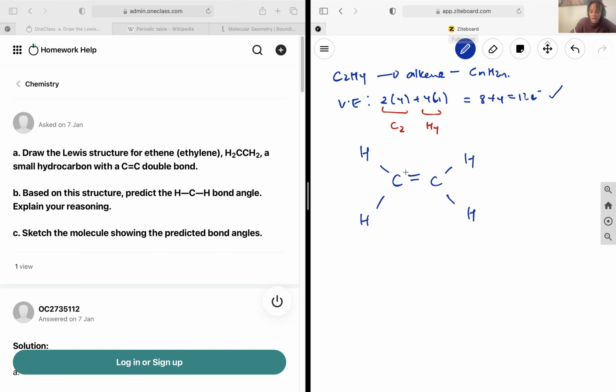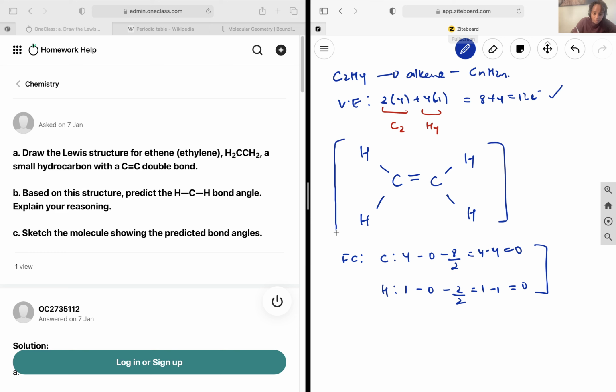And carbon is happy, it has its 4 bonds. Hydrogen is happy, it has its 1 bond. Let's double check on our formal charges. On the carbon, we're going to have 4 minus 0 minus 8 over 2. And that's simply 4 minus 4, which is 0. On the hydrogens, we're going to have 1 minus 0 minus 2 over 2. That's simply 1 minus 1, which is again 0. Our formal charges make sense. We expected a net charge of 0 according to the question. And all of our octets are happy, and the valence electrons are all sorted out. So this is going to be our Lewis structure for ethene.